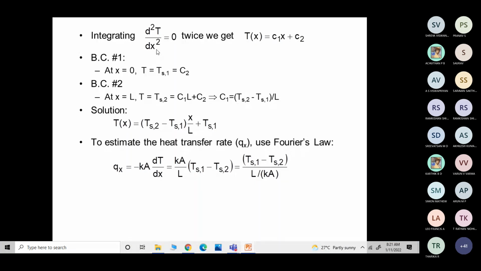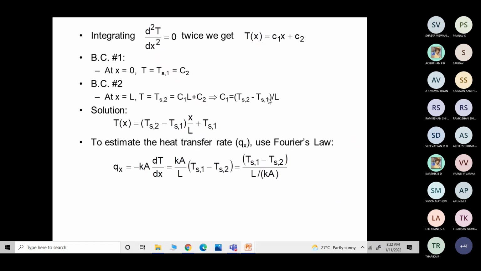See, d square T by dx squared equal to 0. When we double integrate it, we will be getting C1x plus C2. And when we apply the boundary condition at x equal to 0, T equal to T1, when you substitute this in the equation, the C1 term becomes 0, and C2 equal to T1. So we will be getting C2 equal to T1.